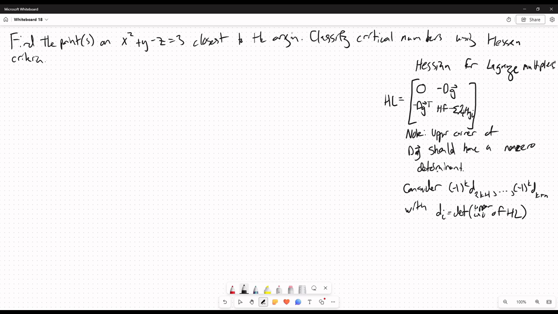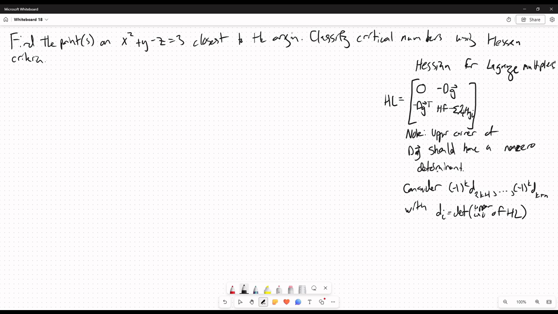In this video, we're going to look at a constraint optimization problem where we want to find the points on a surface that are closest to the origin, but then we're also going to try to classify the critical numbers using some form of Hessian criteria. Now, the Hessian criteria for constraint optimization problems is going to get weird.